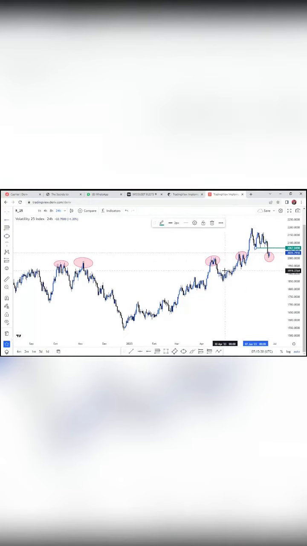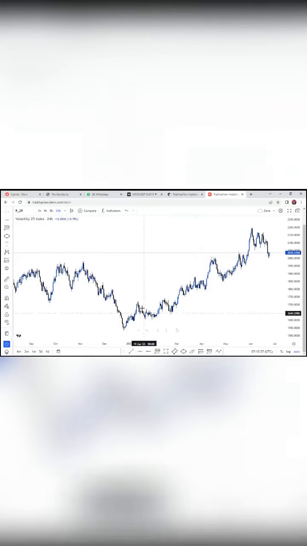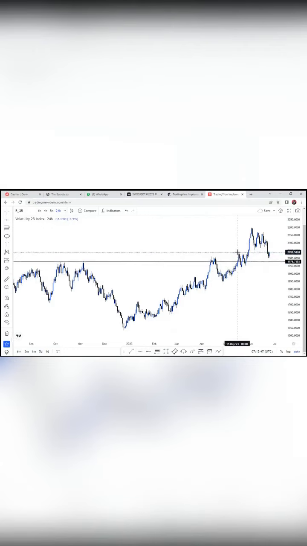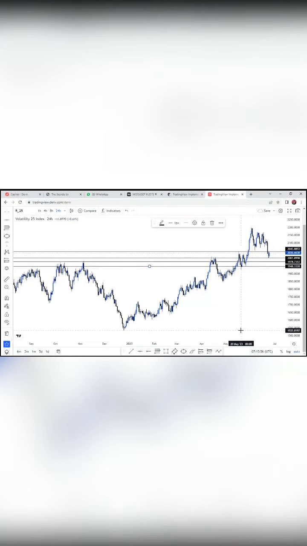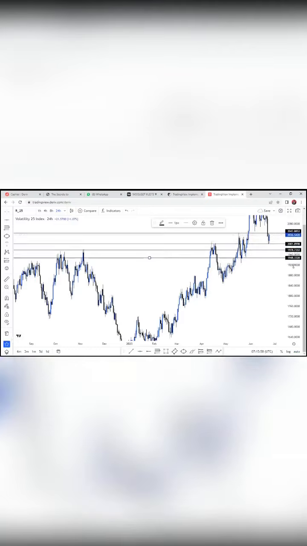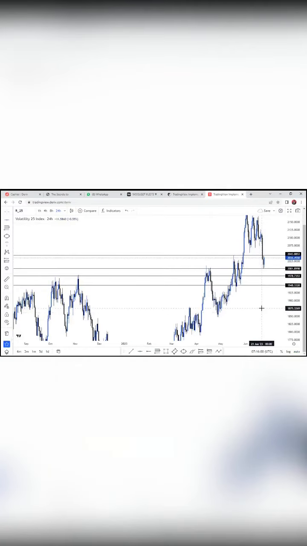Now, for drawing your support and resistance, I always see people drawing it with lines. They will keep one line here, one support and another support, another one here, another one somewhere around here. If you are actually trading, which one are you going to respect? Your chart will be cluttered.